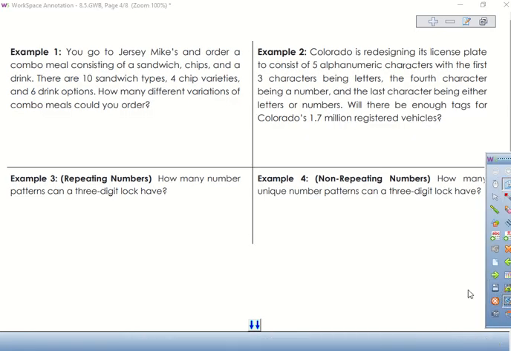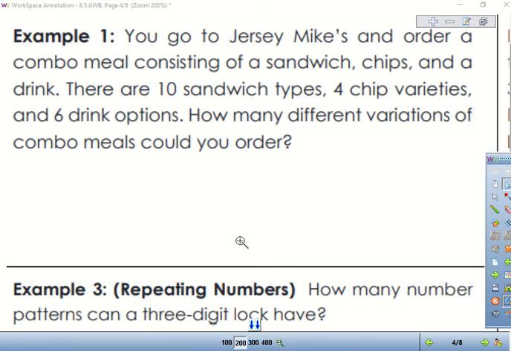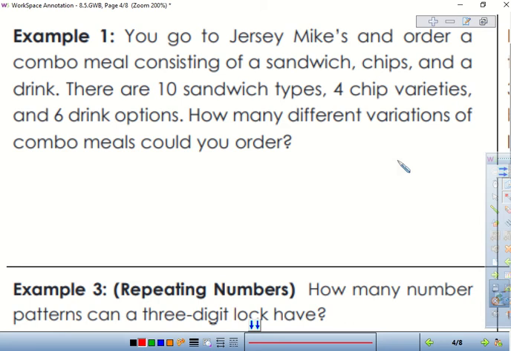So let's look at some simple examples to start getting the concept of the counting principle. So it says here, you go to Jersey Mike's and order a combo meal consisting of a sandwich, chips, and a drink. There are 10 sandwich types, 4 chip varieties, and 6 drink options. How many different variations of the combo meals could you order? So, I like to draw slots for a lot of these problems just to kind of get a conceptual understanding. So my first slot is going to represent sandwiches, next one is going to be chips, and the next one will be drinks.